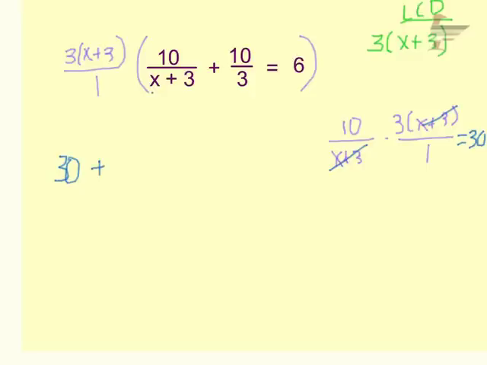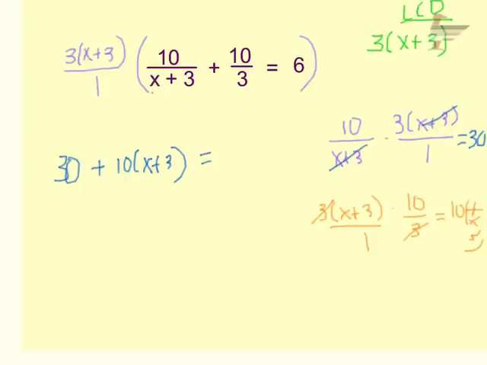Now I'm going to multiply the LCD, 3 times x plus 3, by the next term, 10 over 3. And so what's going to cancel this time? Oh yeah, those 3's cancel. That's kind of nice. So you're left with the 10 and the x plus 3. Running out of room a little bit. So this 10 over 3, we just multiplied by the LCD and we ended up with a 10 with an x plus 3. Bring down your equal sign.